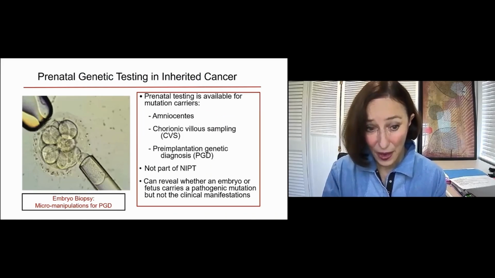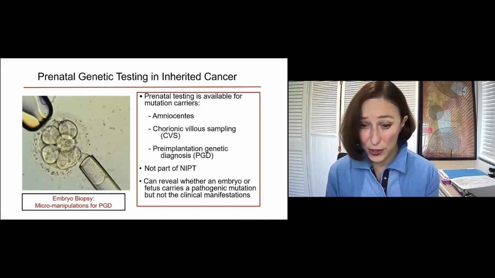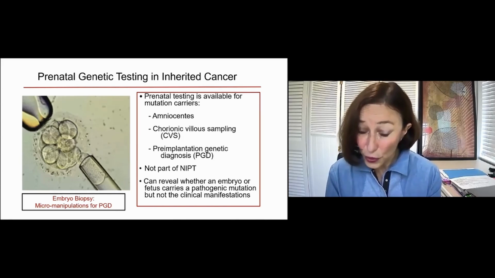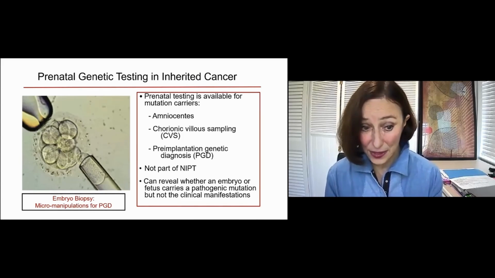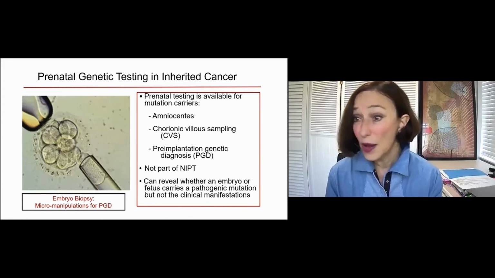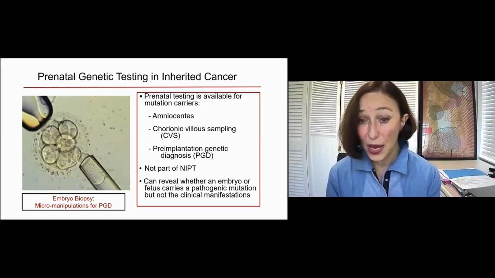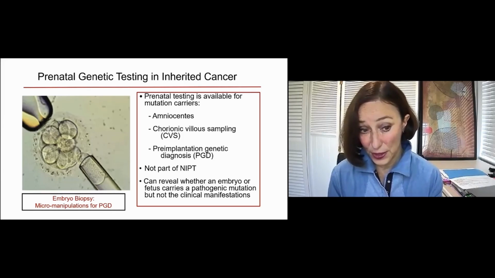Somebody had asked about reproductive issues, and it is true, amazing as it is these days, that you can select against these altered genes. So if you find that you have a BRCA1 or BRCA2 mutation and you don't want to pass that to the next generation, it is possible to avoid doing that.